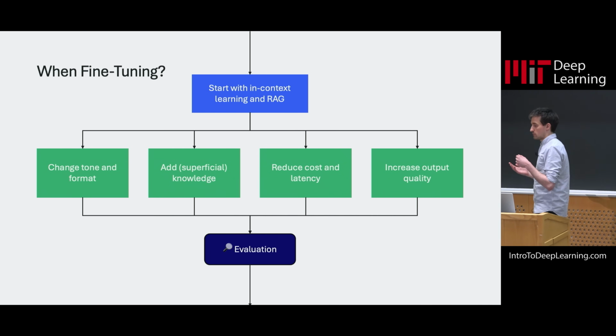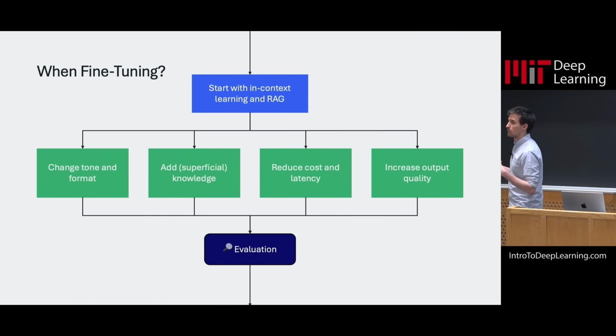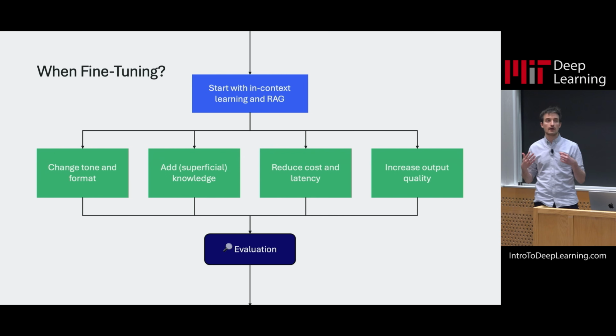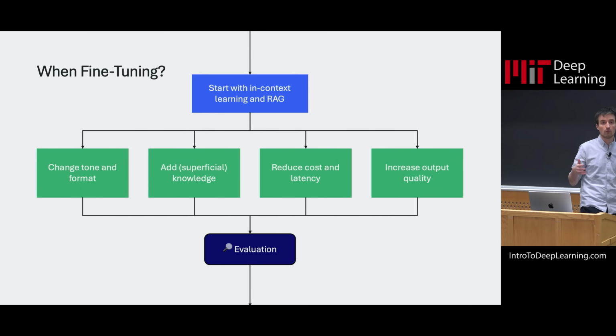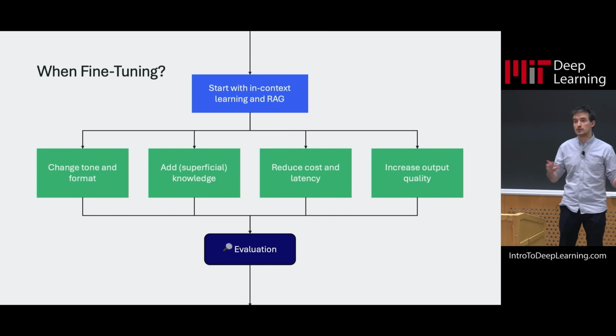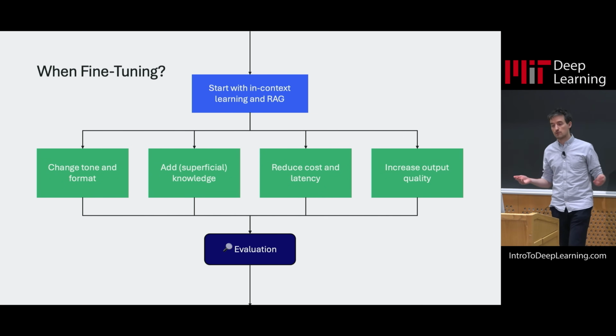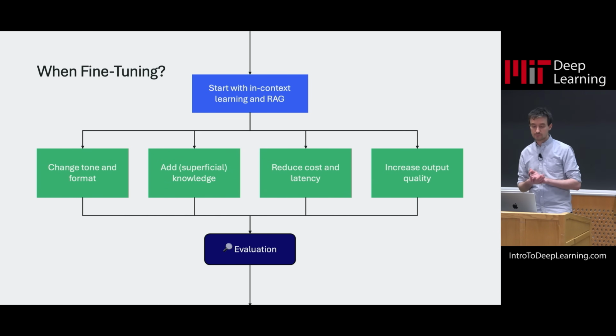The first type is when you want to change the tone or the format of the answer. For example, if you are trying to make an assistant to write emails, maybe you do not like the tone that the model has. In fact, I really dislike the tone that GPT has when you try to write an email with it. So this is something that you might want to change through fine-tuning.